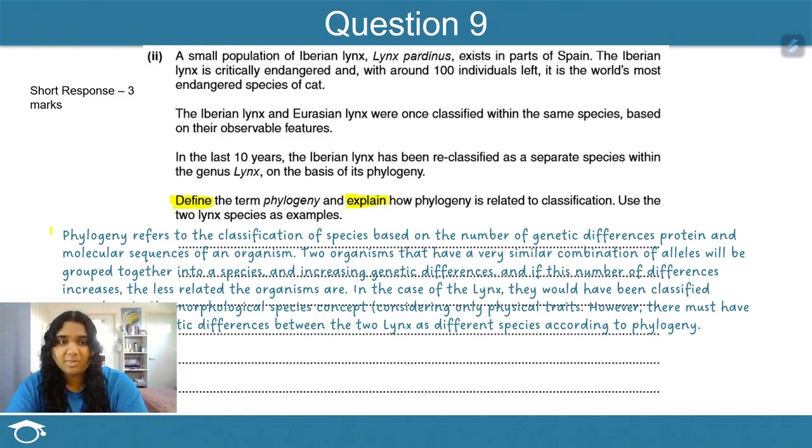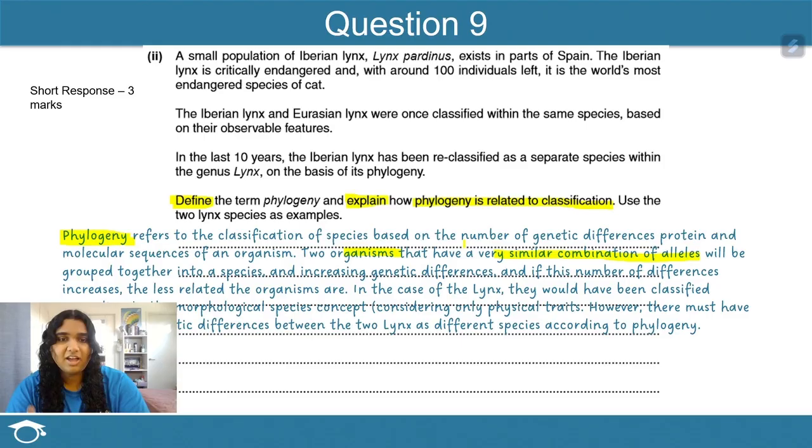So if you are wanting the mark breakdown here, that first mark comes from defining phylogeny. So if you've got anything along the lines of phylogeny being species classification based on genetics, then you would have gotten the mark. And then explain how phylogeny is related to classification. Here, two organisms that would have had a similar combination of alleles or similar genetic sequences would be grouped together into a species, and organisms with more genetic differences would be considered less related. That's your explanation of phylogeny in terms of classification.